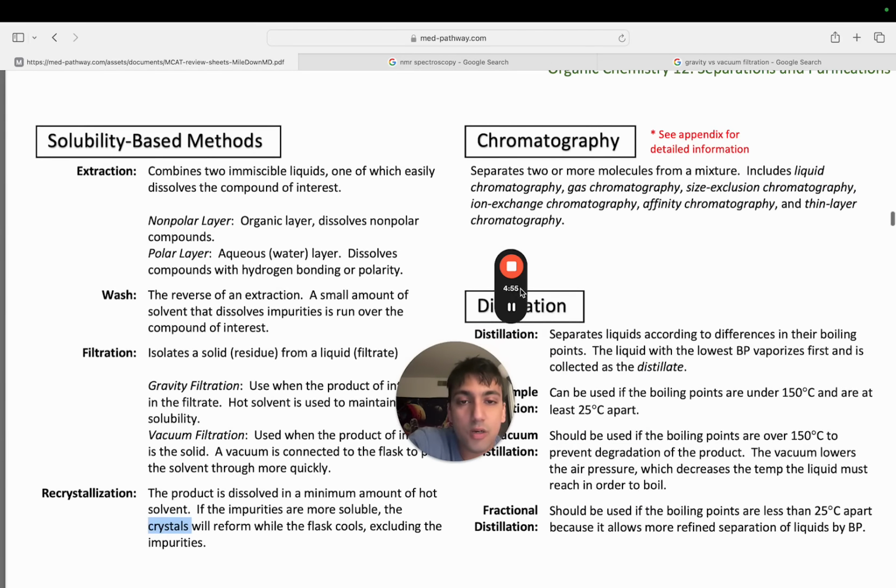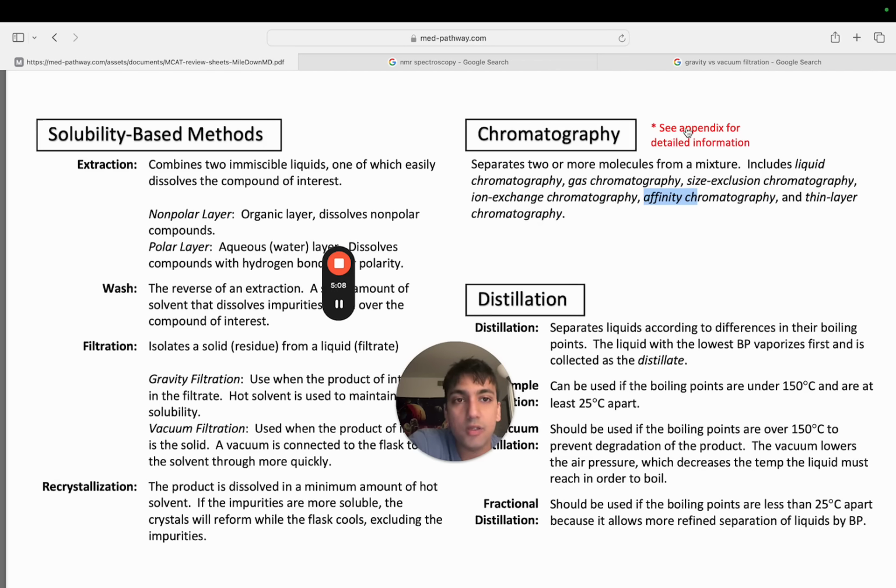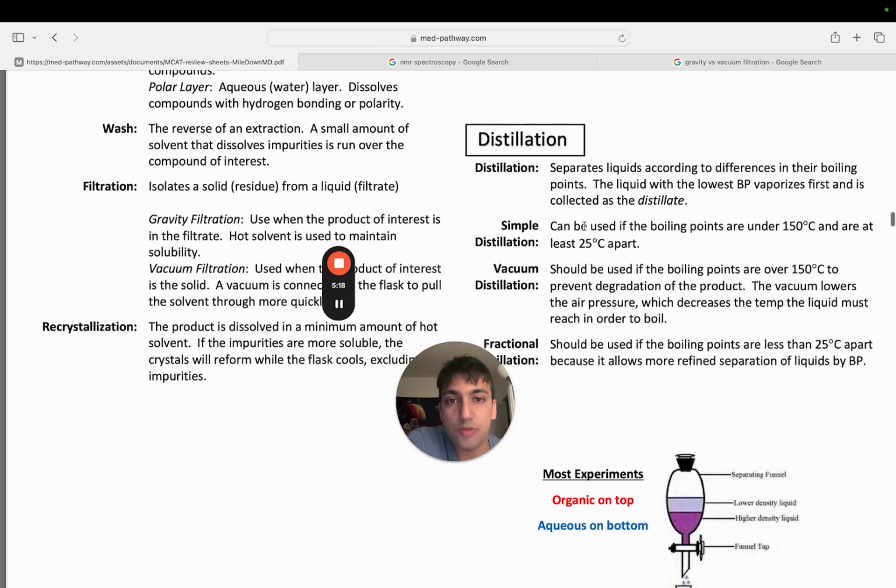Now we have chromatography. Chromatography is when you separate two or more molecules from a mixture. There's liquid, gas, size exclusion, ion exclusion, affinity, and thin layer chromatography. And when I go through the appendix, you'll get more information on that. But basically, you should just know that chromatography is how you take two different types of molecules and you separate them. And there's different machines for each one of these.